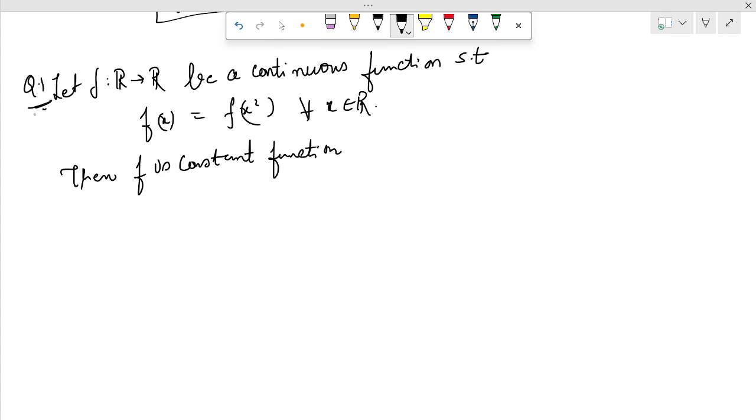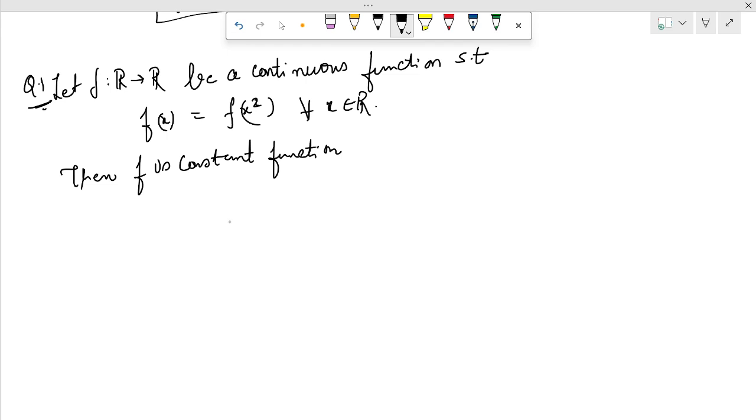So let me do it. Just give me a minute before I start. So let f from R to R be a continuous function such that f(x) is equal to f(x²) for all x belonging to R. We have to prove that if such is the functional equation, then f must be a constant function.